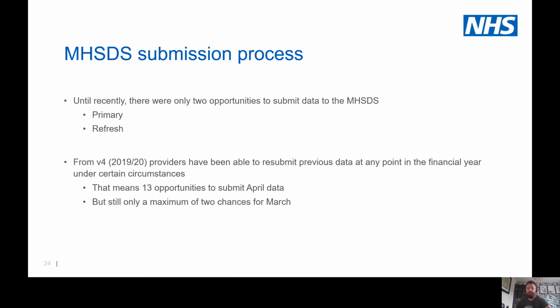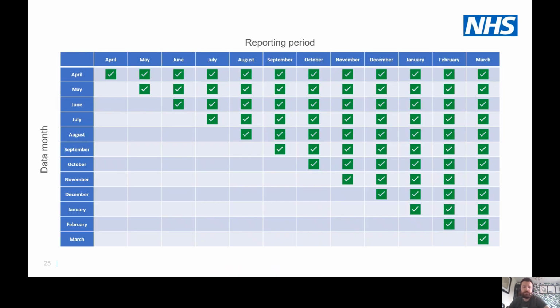So what that looks like as a crosstab is, we've got the data month, which would be the month that the data has been submitted for. And then the reporting period is that submission window.